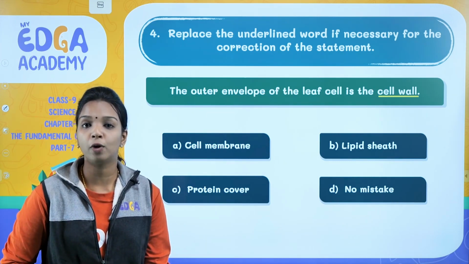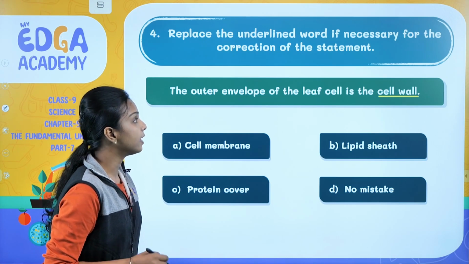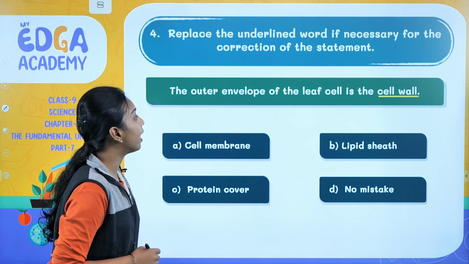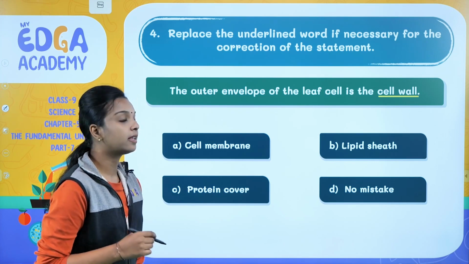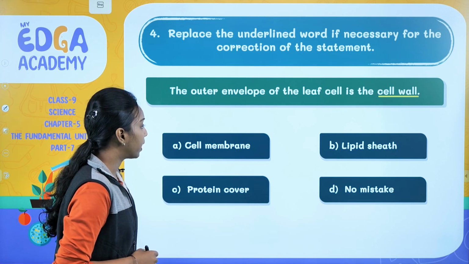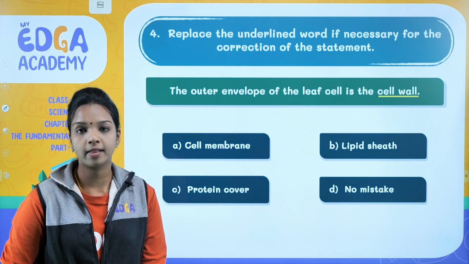Now for the fourth question. Replace the underlined word if necessary for the correction of this statement. The outer envelope of the leaf cell is the cell wall. The given options are cell membrane, lipid sheath, protein cover, and no mistake.